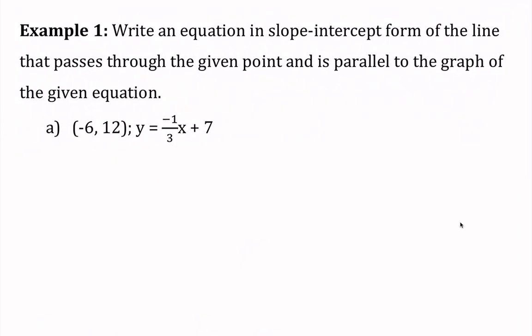Okay, so on example 1, we want to write an equation in slope-intercept form, that's y equals mx plus b, that passes through the given point and is parallel to the graph of the given equation. So I need to write an equation that will go through this point, and I want it to be parallel to this guy. So parallel tells me I want it to have the same slope. I want it to have the same slope as this guy, so I need to identify my slope.